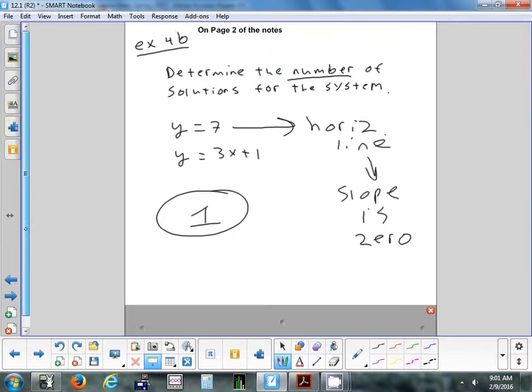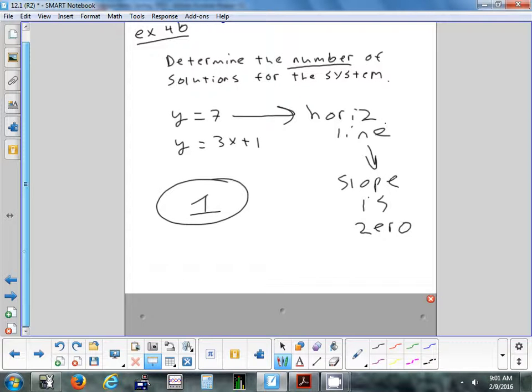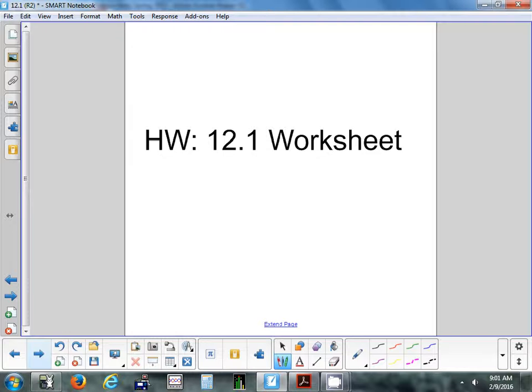So there's a couple practice ones on there too. All right, so we'll give you guys a couple practice ones to do. The homework tonight is going to be a worksheet on 12.1. Okay, make sure you remember your special cases like that last one. Okay, there's one on there, and we'll practice a couple of those right now.